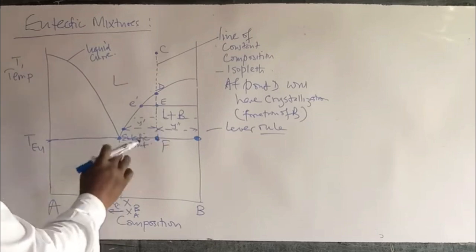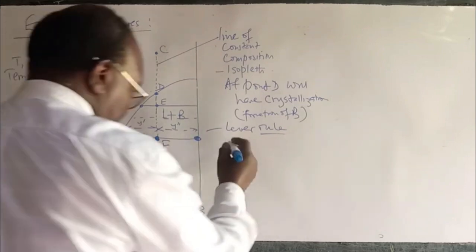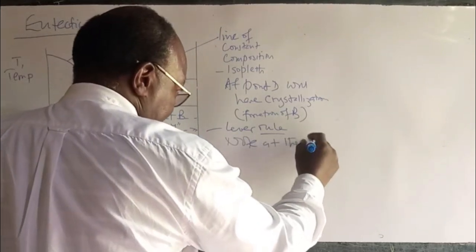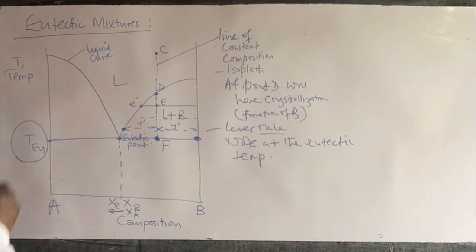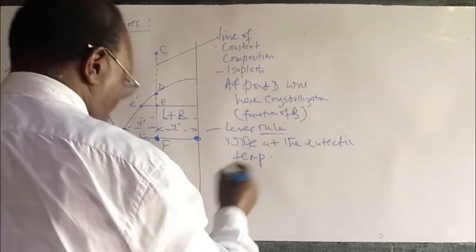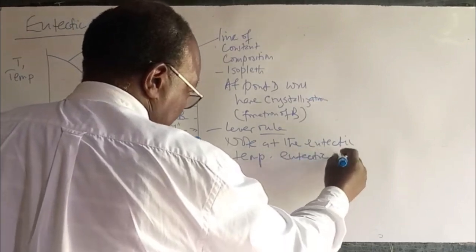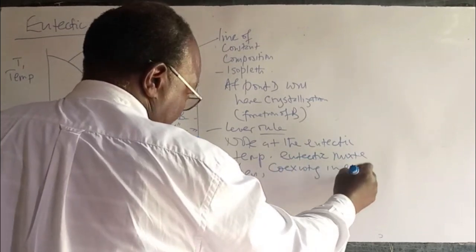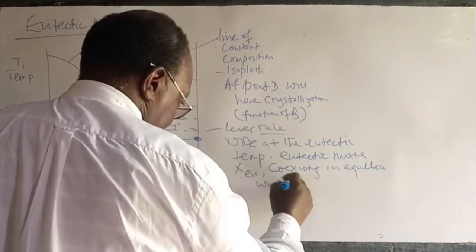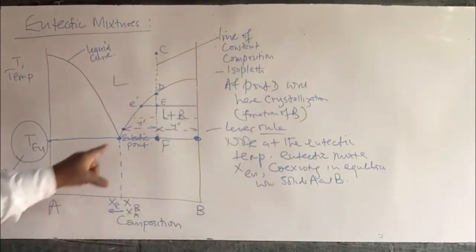So at that state point F, we have the eutectic mixture coexisting in equilibrium with component A and component B. Note, at the eutectic temperature, don't forget we have denoted it as T_EU, the eutectic temperature, we are having solids, we are having eutectic mixture X_EU coexisting in equilibrium with solids A and B. And what does that mean? In other words, we have three phases coexisting in equilibrium.